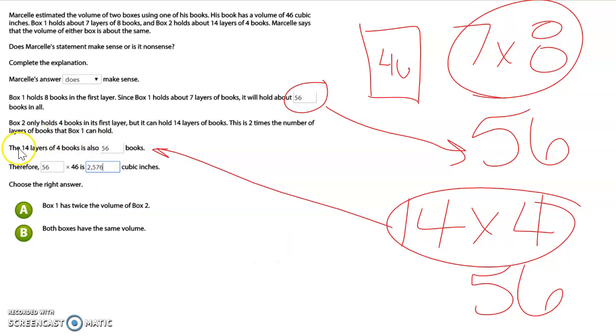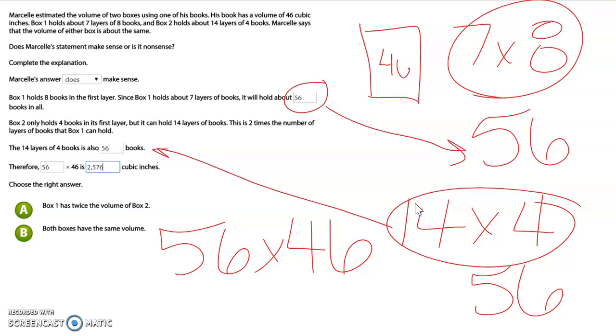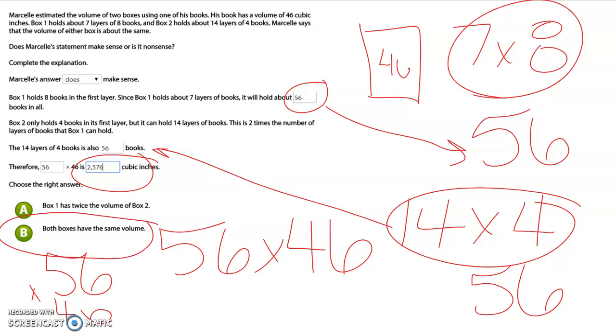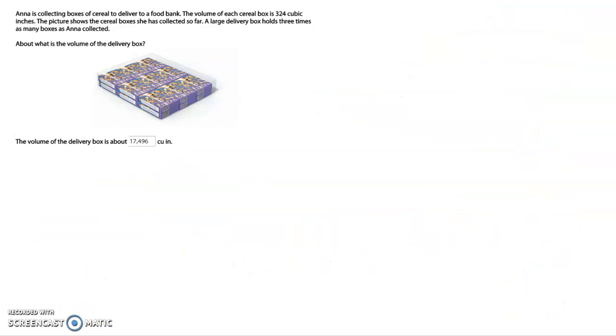So then what we do is we just do 56 times our volume of the book, which is 46, and the answer that we get is 2,576. And 5th grade, you're not going to be able to figure that out very easily, so what you're going to have to do is stack them on top of each other and figure it out that way. Okay, so then it asks you to choose the right answer, and the answer is both boxes have about the same volume.